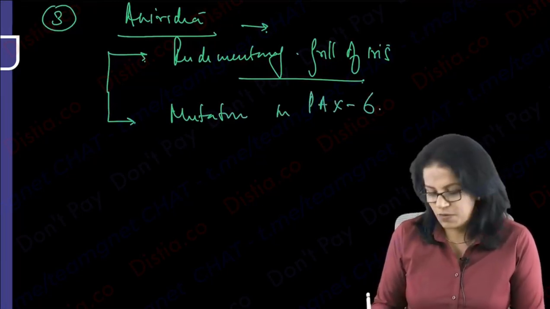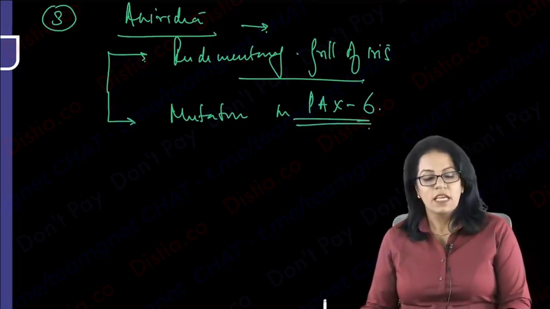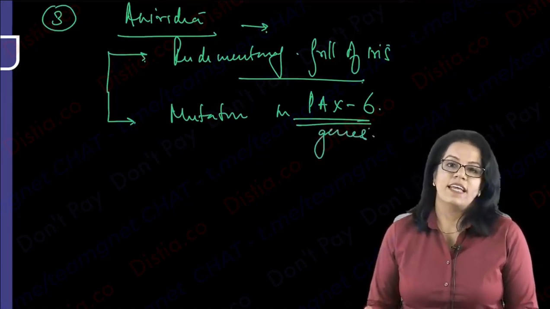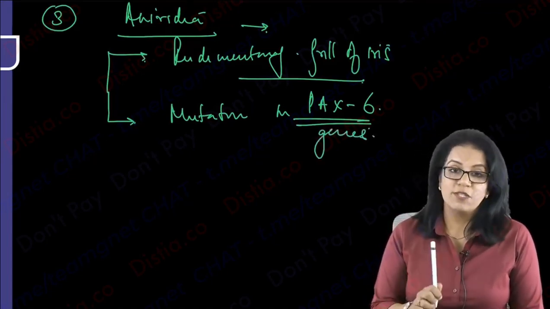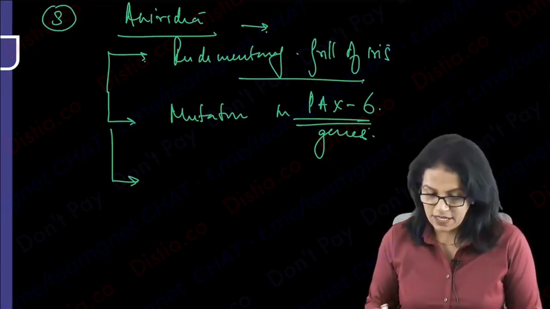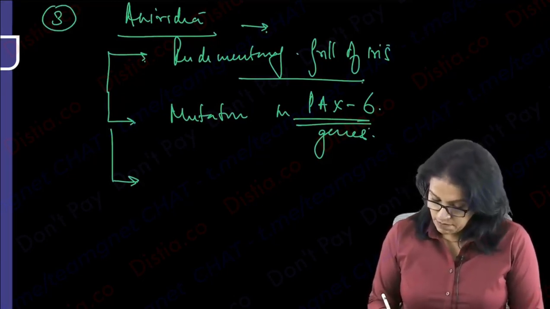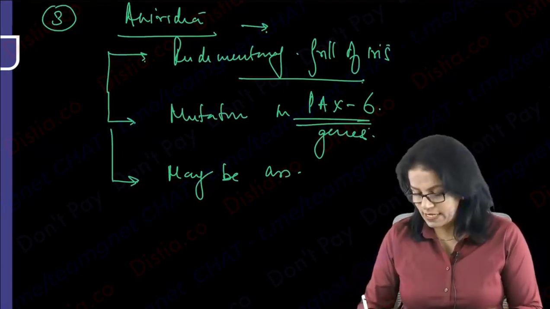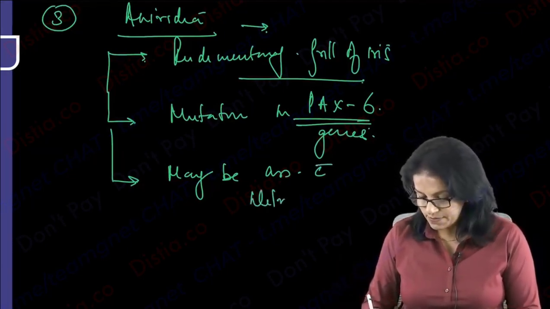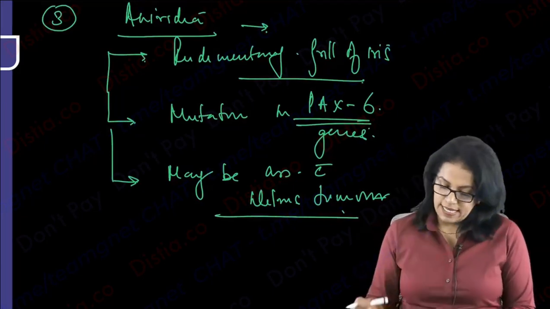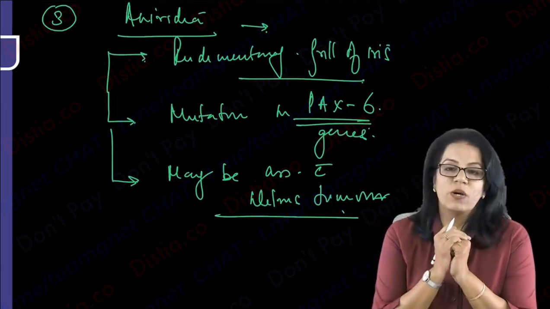PAX6 we are going to learn in our embryology. This is the main gene for formation of the eye. So some mutation in the PAX6 gene is causing your aniridia. And another important point, one variety of aniridia is associated with Wilms tumor. We cannot forget that, right? So remember this. So it may be associated with, I'm making it simple, instead of discussing all the types, not needed, just remember it may be associated with Wilms tumor. Okay? So that was about your secondary.